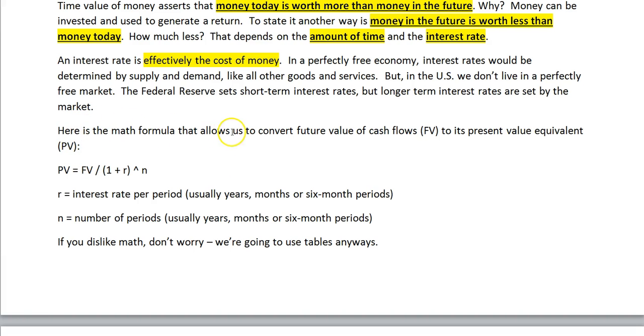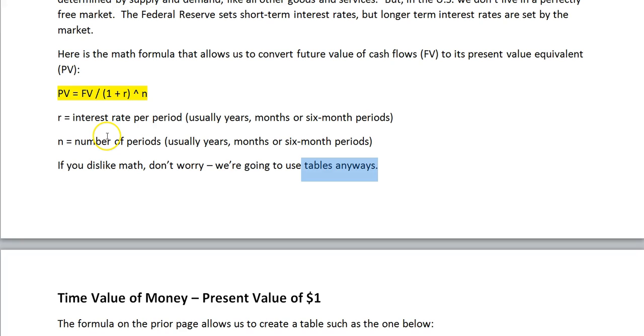Alright, so here's the math formula that allows us to convert the future cash flows to its present value equivalent. So we're going to take cash flows that are in the future, maybe a year, 2 years, 5 years, 10 years in the future, and convert them to today's dollars. And we can do that with this math formula. I know a lot of you are like, ew, that looks ugly, I don't want to touch it. Don't worry, we're going to do this with tables anyways. So we're not going to really necessarily need that. I'm just showing you the support of how I calculate this stuff.